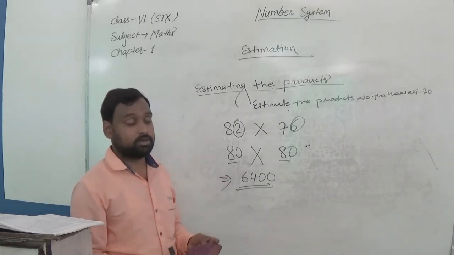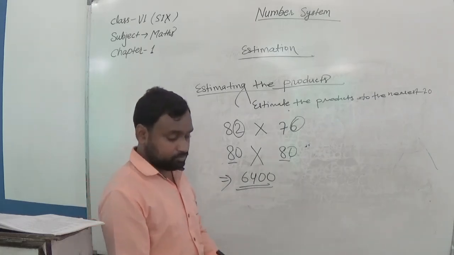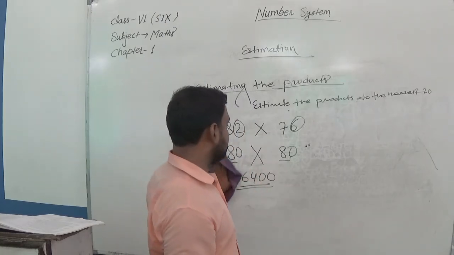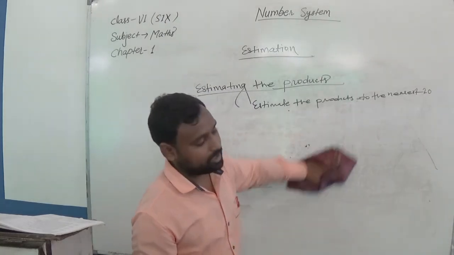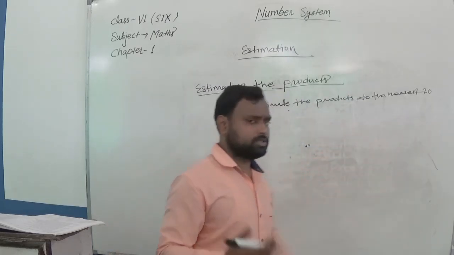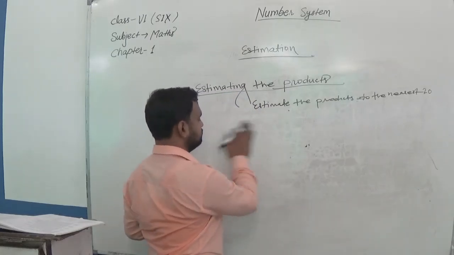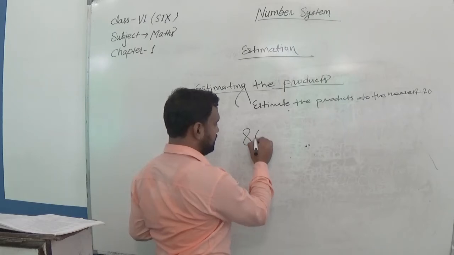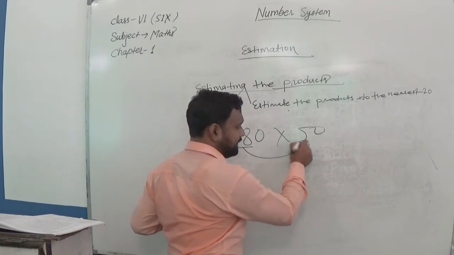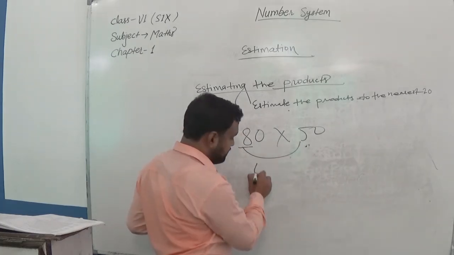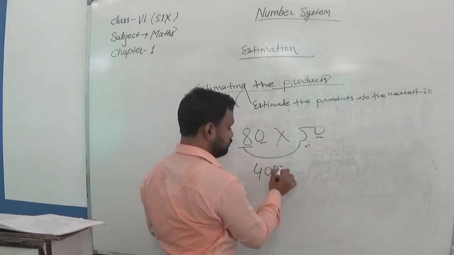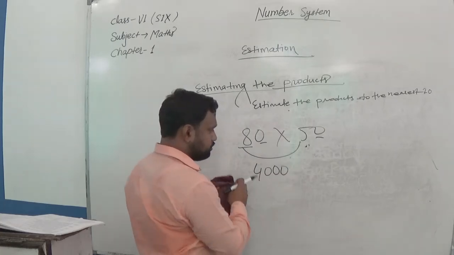One more thing you have to keep in mind: when we multiply two numbers with zeros at the ones or tens place, we just multiply the non-zero digits. Suppose we have 80 multiply 50. We multiply 8 by 5, it becomes 40. 8 fives are 40, and how many zeros remain? One and one, so we put 2 zeros.